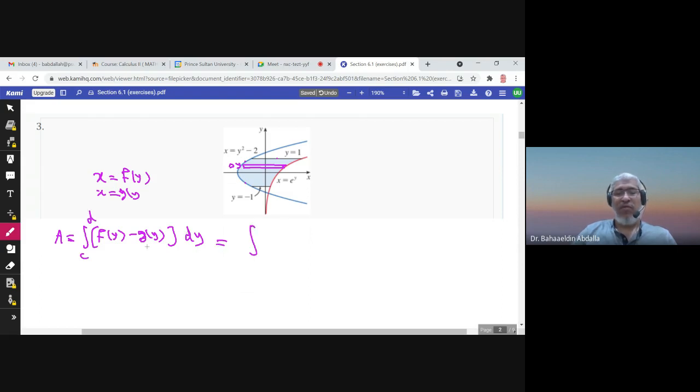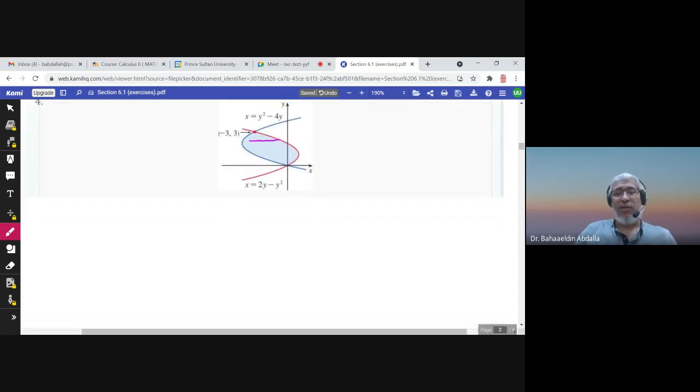So I have f of y, which is e to the power y. This is to the right of y squared minus 2. Now we will subtract, so it would be minus y squared plus 2 when you subtract. The minus sign will change the sign of y squared and the sign of 2, dy. And now you notice y from where to where? y from negative 1 to 1. So these are the borders of the region on the y-axis, from negative 1 to 1, and you can continue and find the area.